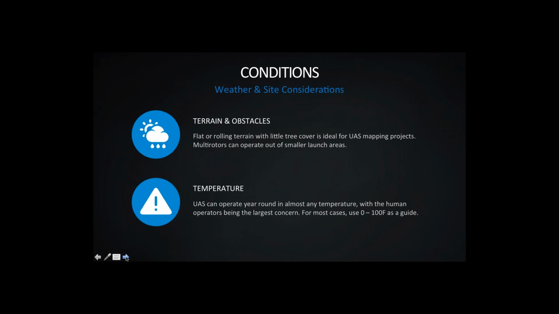In terms of temperature, it's what can the operator handle. I don't like to hang outside if it's below 0 or over 100, but the actual unmanned systems can take a beating in terms of temperature and environmental, so they can work. And cold weather does not slow them down at all, because these batteries tend to heat up when they're working.